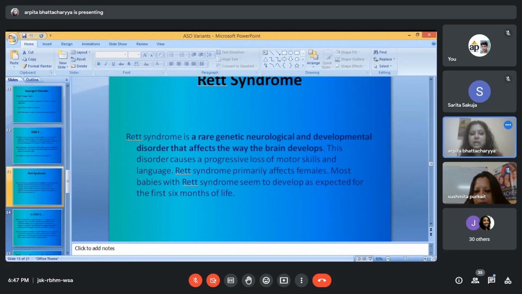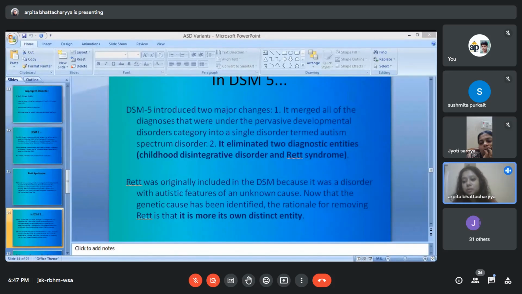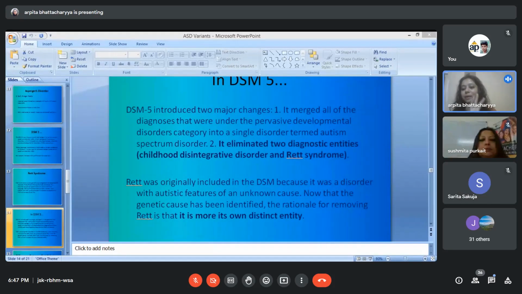In Rett, the severity is very, very high. And why I'm saying that you won't be seeing Rett syndrome much in your environment is because most of the Rett population are so severe that they cannot come outside the house. Most of them are bedridden, bedbound kind of population. That's why you cannot see them a lot in the society roaming around. So it's a very, very severe condition.